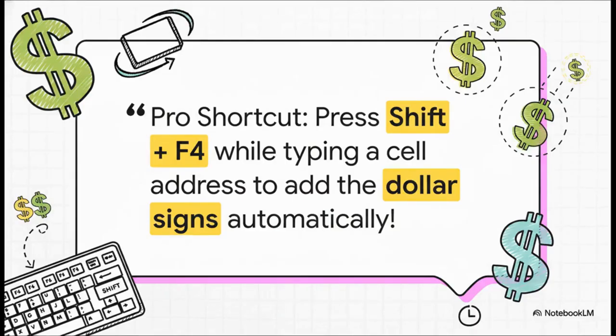And hey, here's a tip that will make you feel like a total pro. Instead of trying to manually type in those dollar signs, just click on the cell reference in your formula bar and hit the F4 key. It will automatically cycle through all the different locking options for you. Seriously, it's a huge time saver.